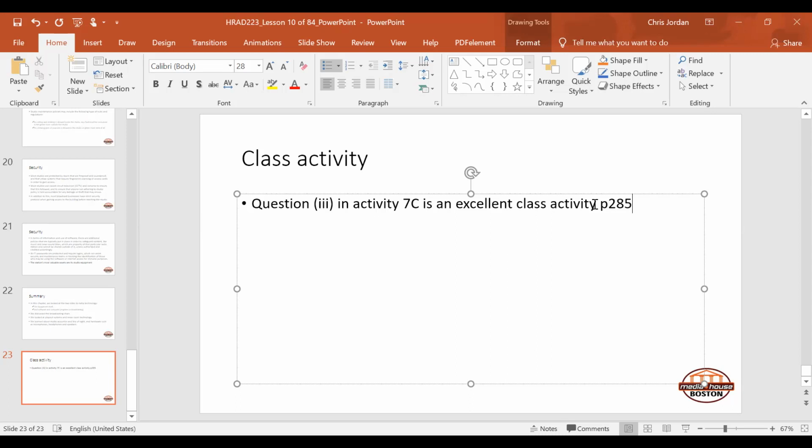Create an equipment checklist for the outside broadcast, and there's a little table there that you have to go and fill in.